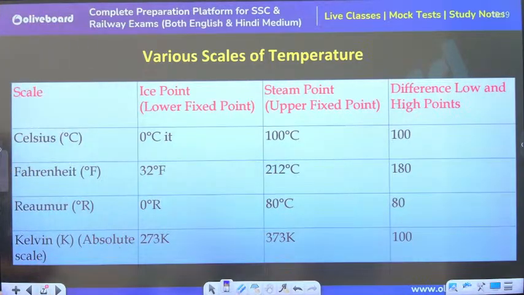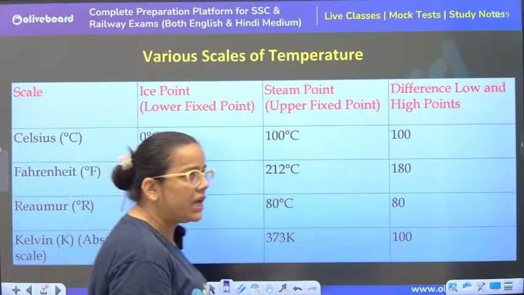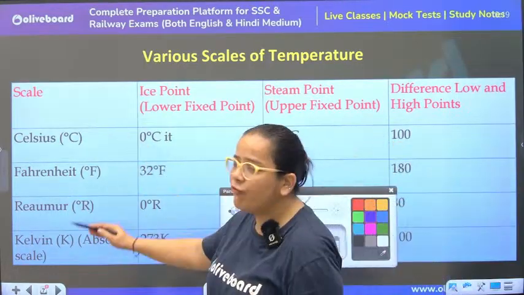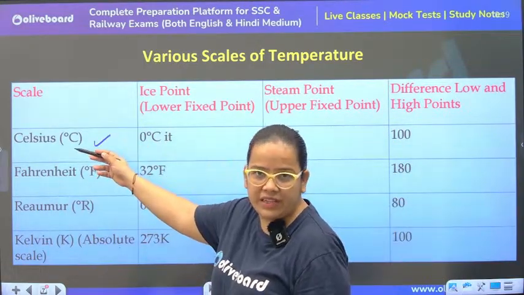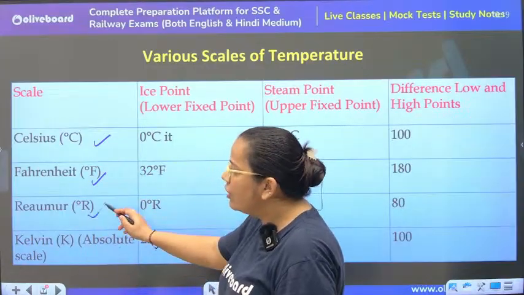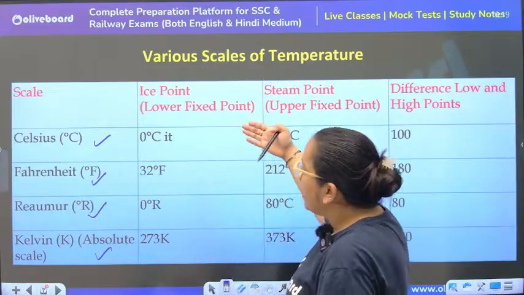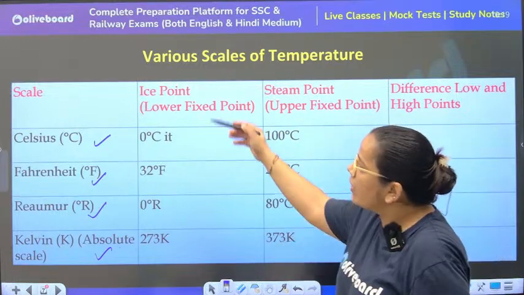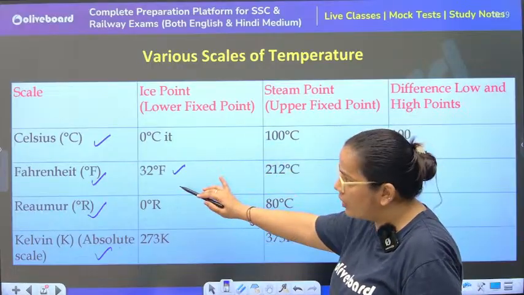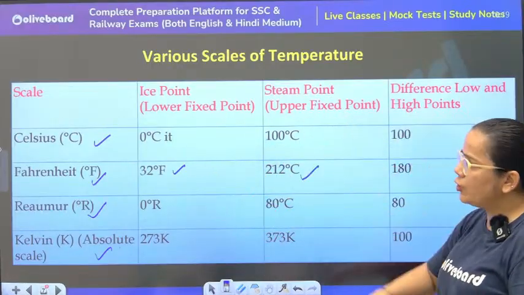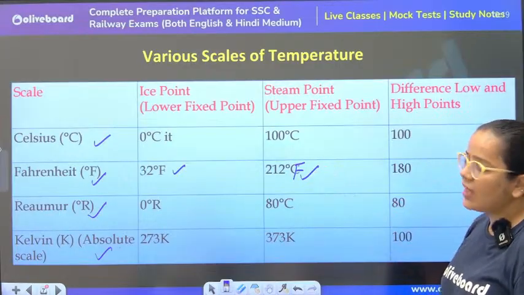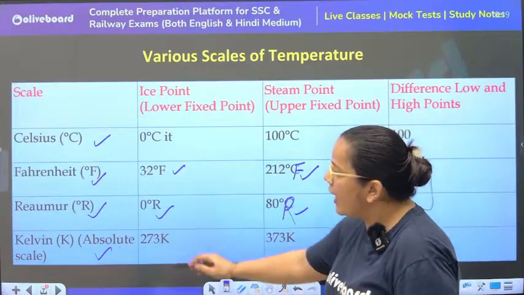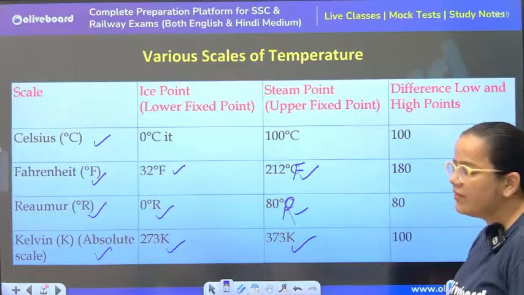So actually there are various types of scales of temperature by which we can measure hotness and coldness. As you can see here, we have around 4 scales. First is Celsius. Anders Celsius discovered it. Then Fahrenheit, Reaumur and Kelvin. Ice point is 0 degree Celsius, boiling point 100, and the difference is 100. In Fahrenheit, 32 degrees is the ice point, the freezing point, and 212 degrees Fahrenheit is the boiling point. Then 0 degree Reaumur, 80 degree Reaumur, and Kelvin 273 K and 373 K.